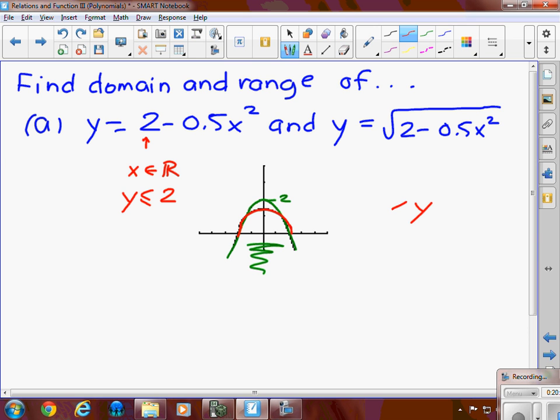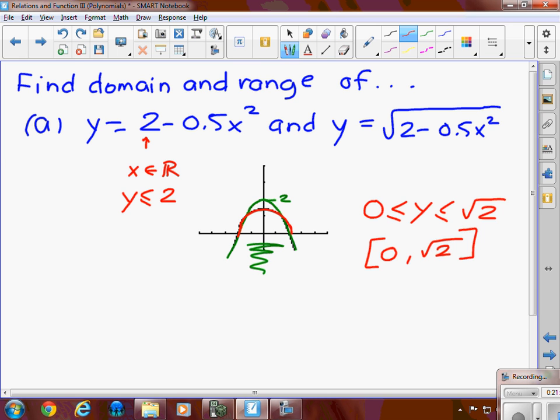So it's greater than or equal to 0 because it will never go underneath there, but it's also going to be less than or equal to square root of 2. And we could have written it this way if you like this notation better. Both of them are the same.